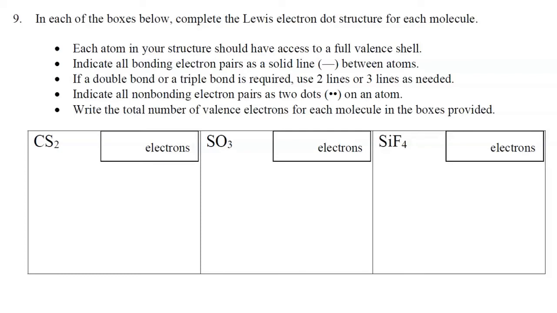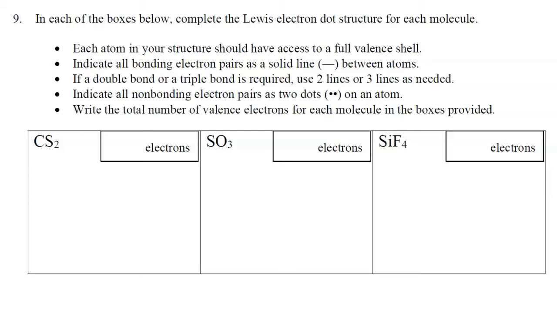All right, in number 9, we are switching over to covalent bonding, and we have to write the correct Lewis electron dot structure for each of these 3 molecules. We have CS2, SO3, and SiF4.